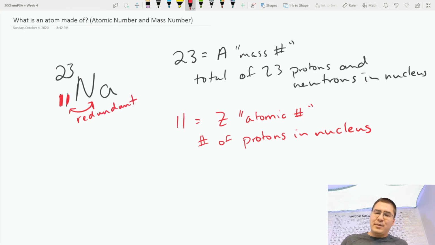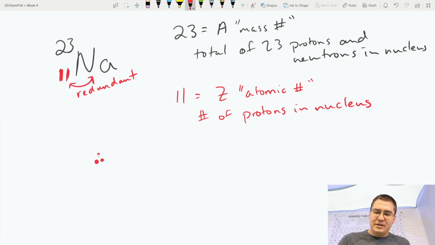The number of protons in an element determines its identity. So you can say the atomic number is the identity. So really when we write sodium, we mean 11 protons. And then you can see the 23, which is the sum of the protons and the neutrons, can be determined based on those 11 protons. So I'll draw them here. If I have 1, 2, 3, 4, 5, 6, 7, 8, 9, 10, 11.